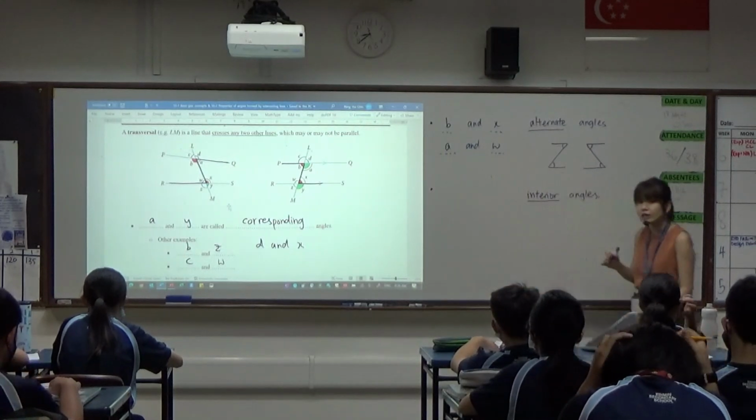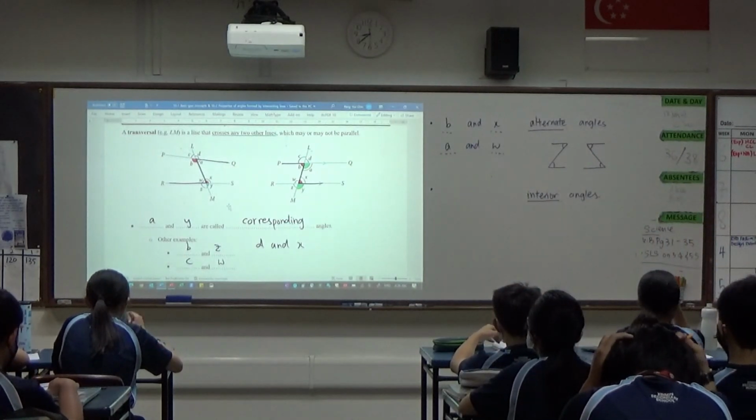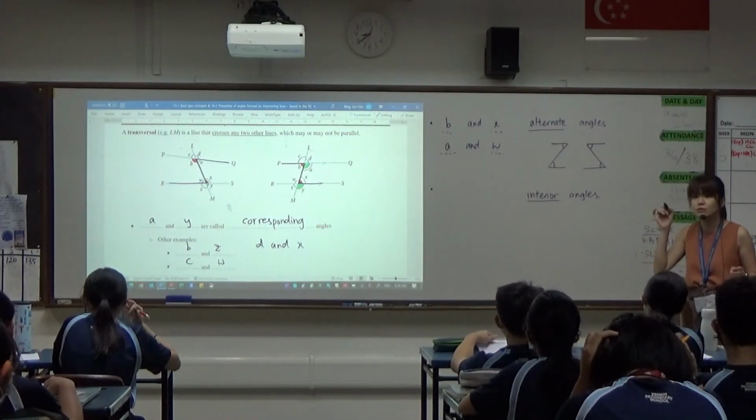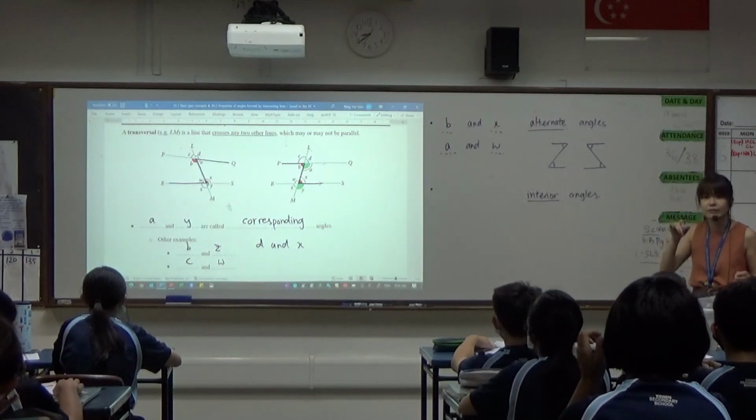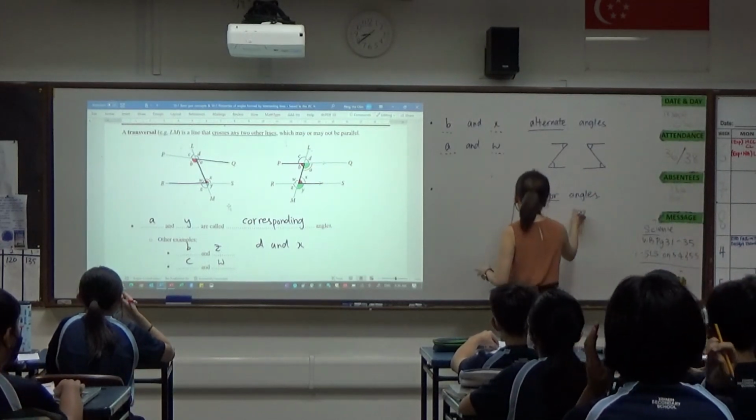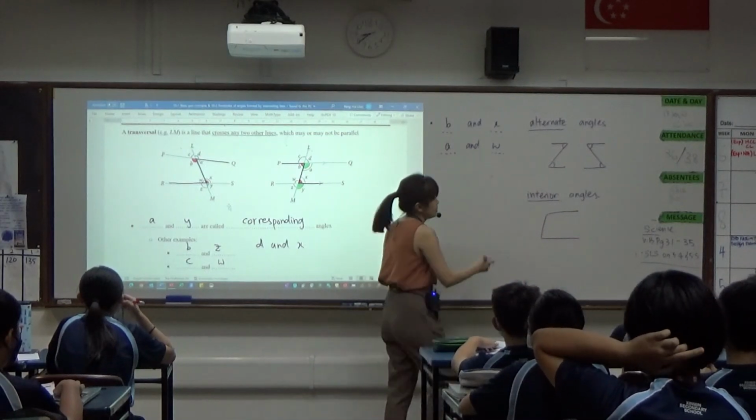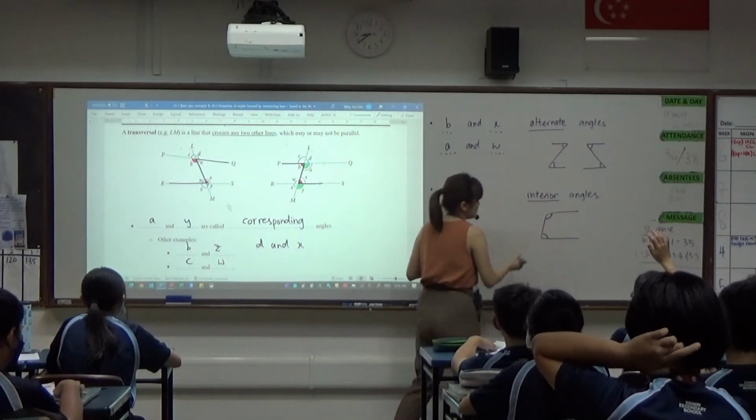For interior angles, what is the shape that we have learned? Do you all remember any shapes from primary school? A C shape, right? I think it depends on primary school. So we look for a C shape like that, whereby this angle and this angle.